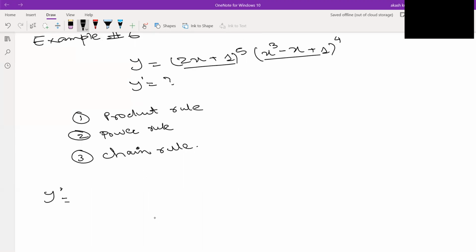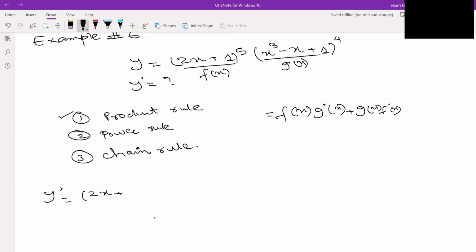So y dash will be, this is our f of x, this whole is our g of x. Which rules do we apply in order? We are going to apply the product rule first, which is f of x g dash of x plus g of x f dash of x. Do you remember this rule? Yeah. Okay.